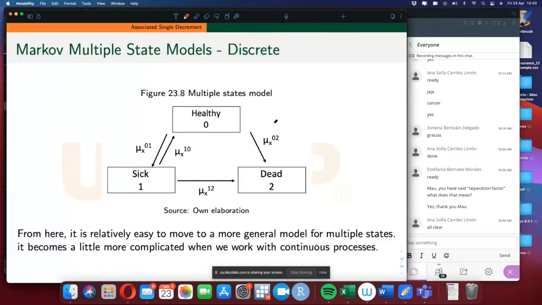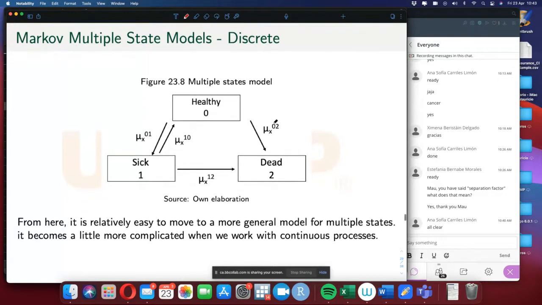Okay, so it is really complicated, and this is important. Yes, the continuous perspective is really nice, but it's really complicated to work with the continuous perspective in these multiple states. The reason for this is the following. Last session, I remember that we defined the probability of moving between state i and state i, essentially not leaving that state, similar to the probability of surviving from actuarial mathematics.